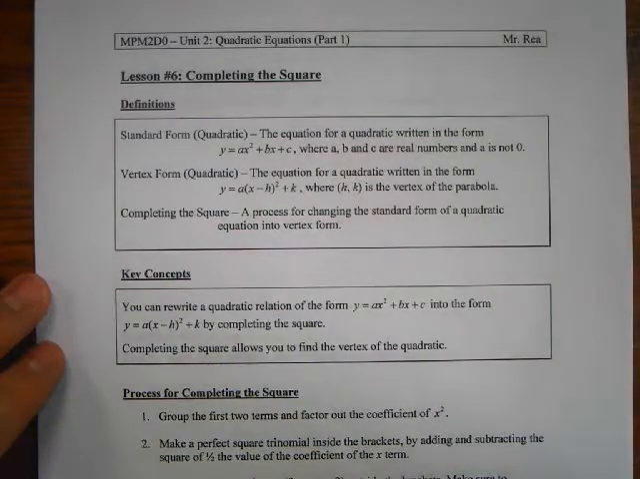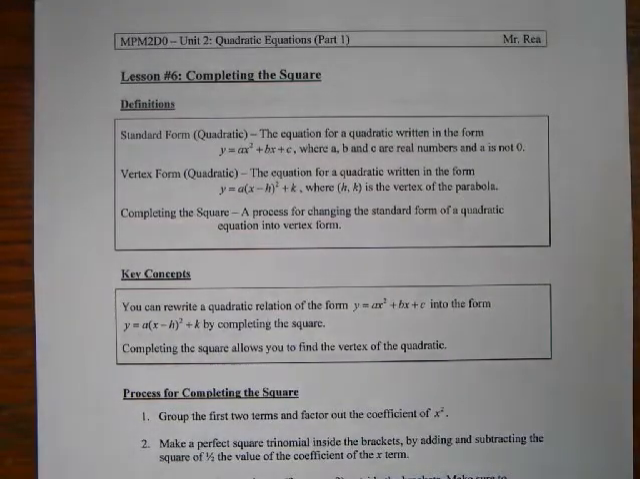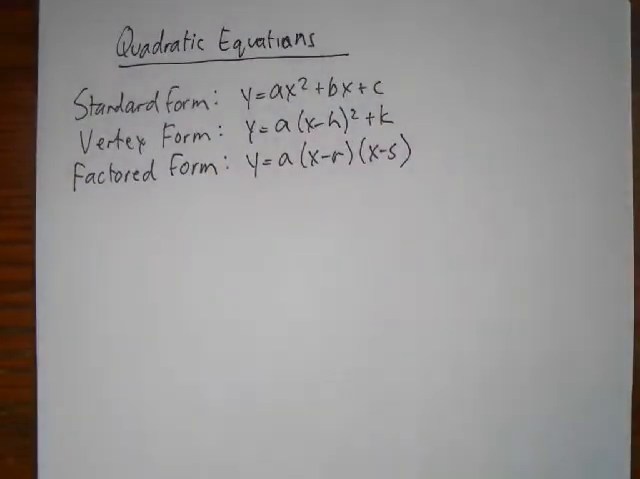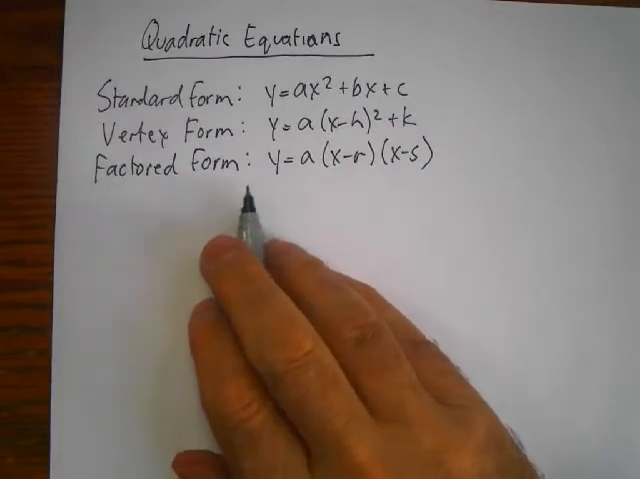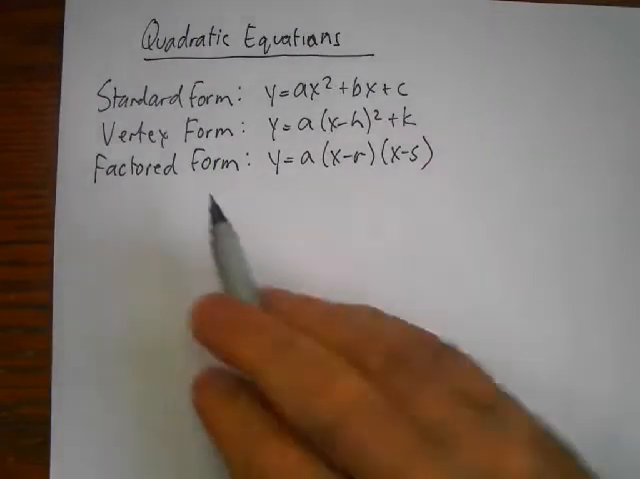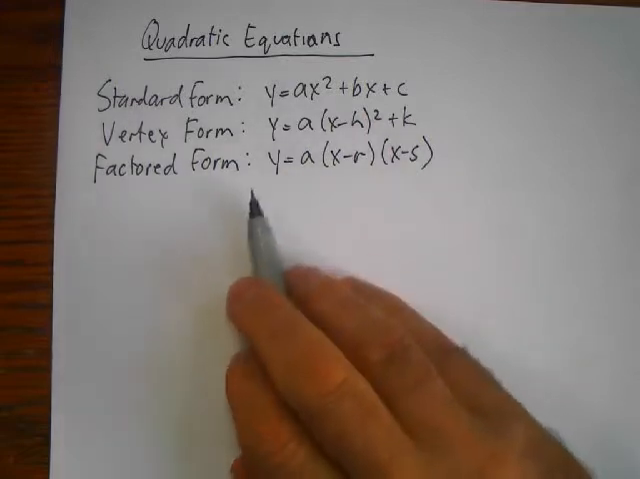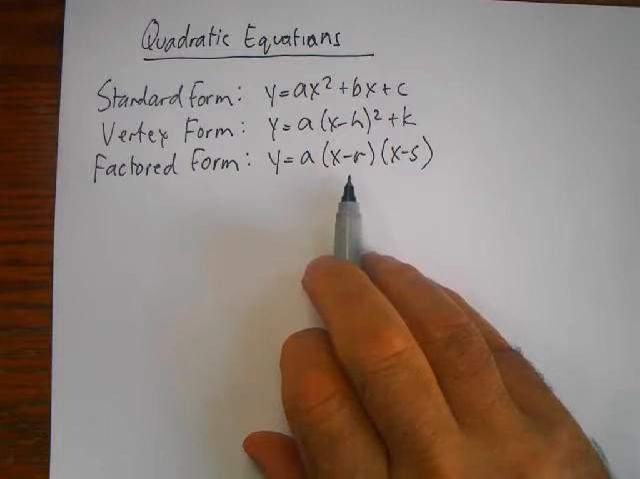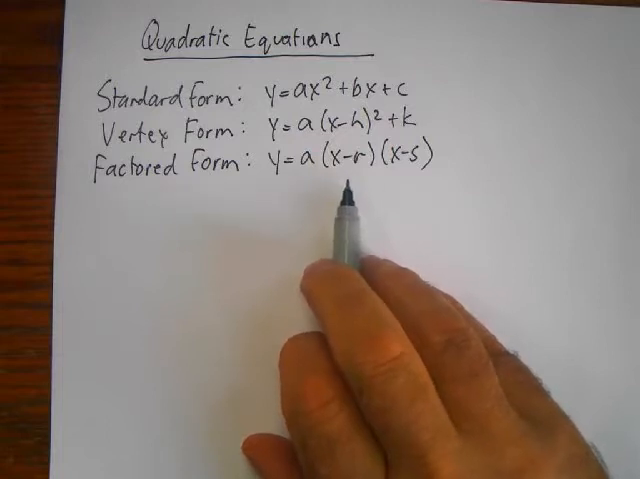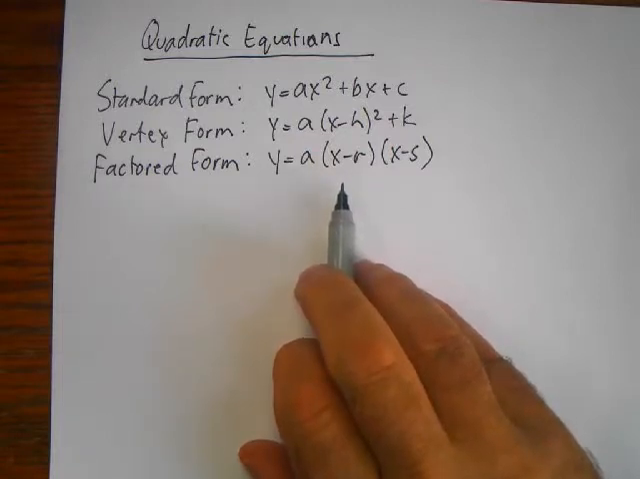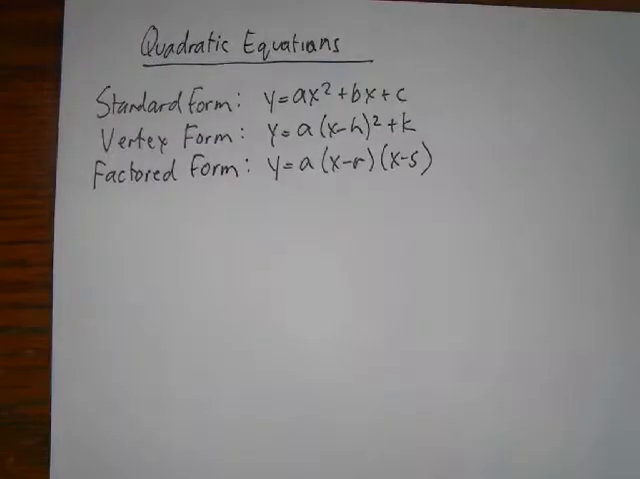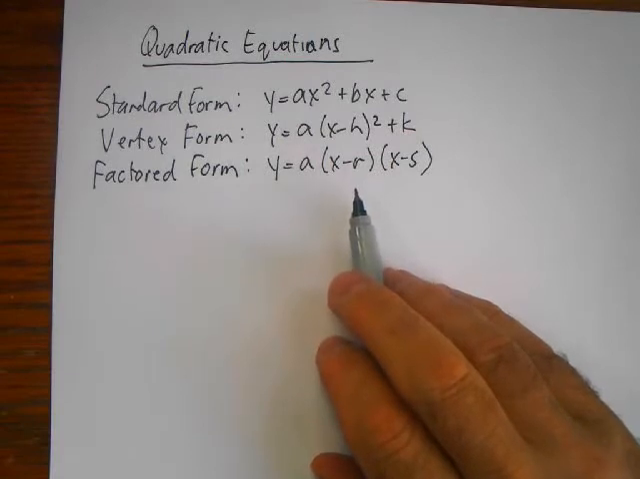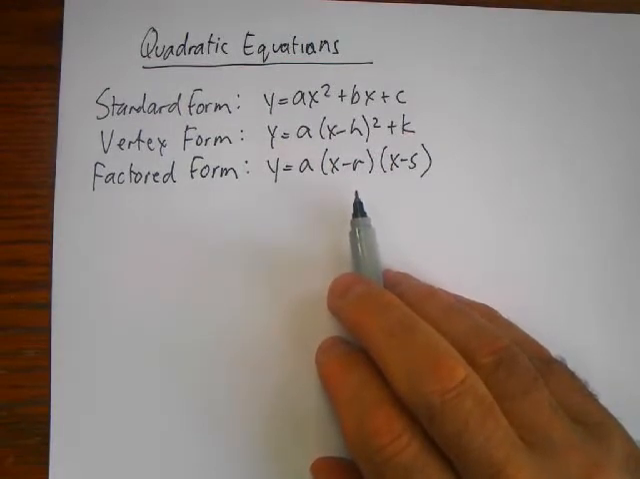So if you remember our last lesson, we worked with the factored form of the quadratic equation. We learned how to take that equation in factored form, pull out the x-intercepts, which is quite easy, and then graph it. And then we also learned from the factored form that we can find the vertex. A fair bit of information we can get from the factored form if we know what to do.